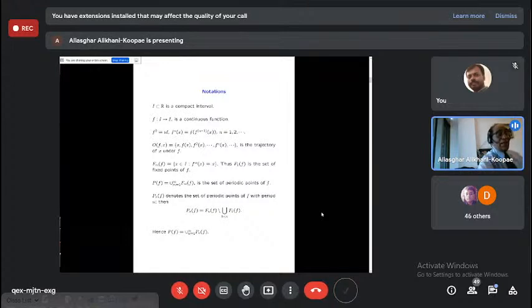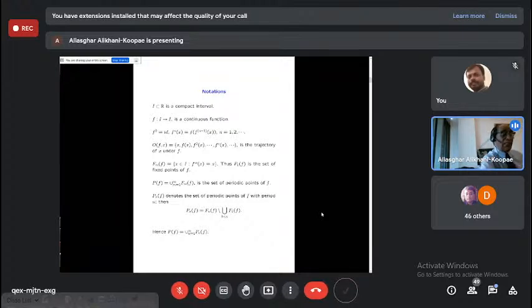And F^m(f) is the set of fixed points of f^m. So F^1(f) is basically the set of fixed points of f. P(f) is the union from m equals 1 to infinity of F^m(f), and that is the set of periodic points of f.